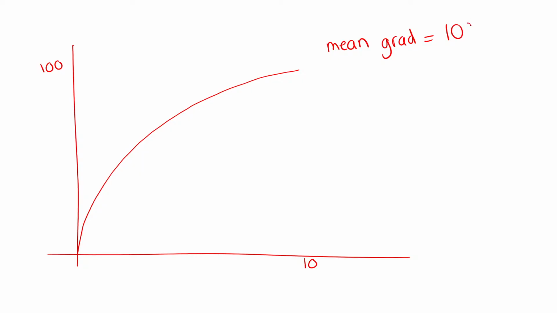Let's say I have some data giving me a line of best fit like that, topping out at 100 and this is 10. If I wanted to know the mean gradient, I would do rise over run, change in y over change in x. 100 over 10 gives me 10, with compound units based on the axes. If this is joules and this is time, it would be joules per second.